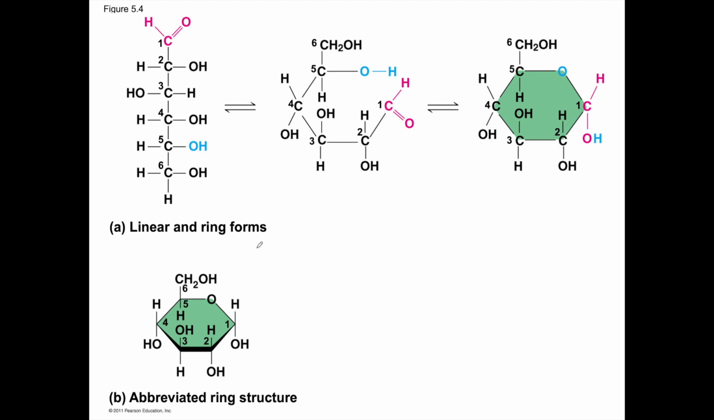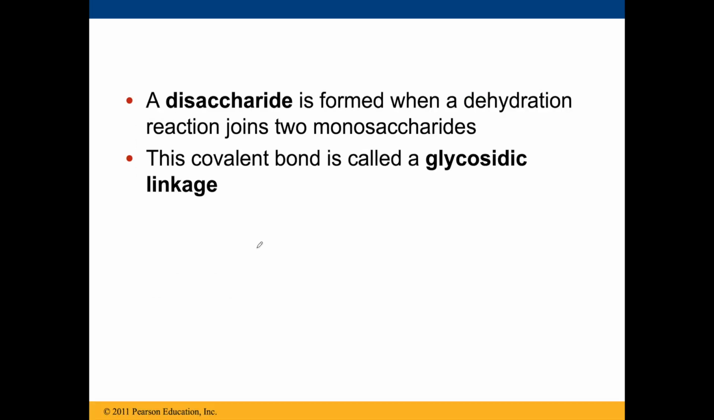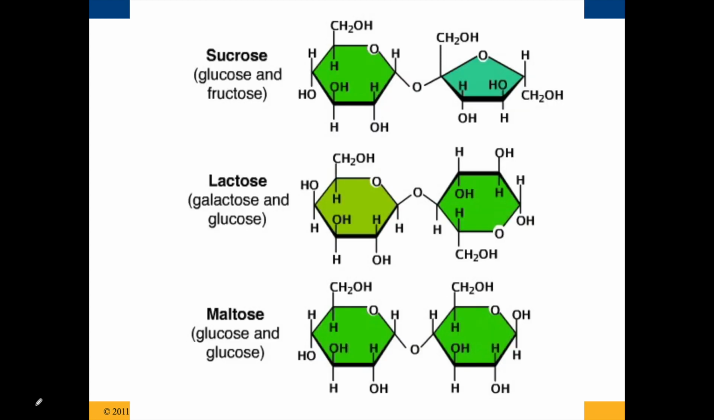Mono means one, so a monosaccharide is a single sugar molecule. Next, what you can have is disaccharides. The prefix di means two, so that's two monosaccharides joined together by a covalent bond. They give it a special name: it's called a glycosidic linkage, but it's just a covalent bond that joins them together. Now, because you can have different monosaccharides, different Lego pieces, you can also build different disaccharides.